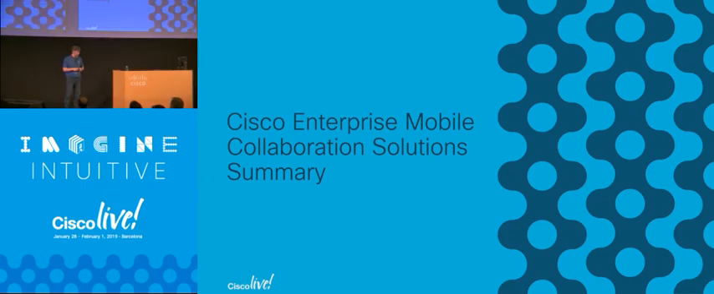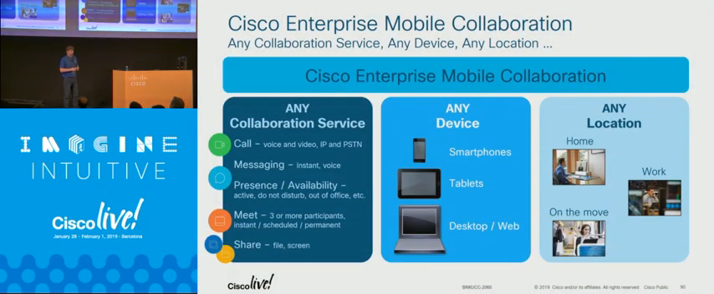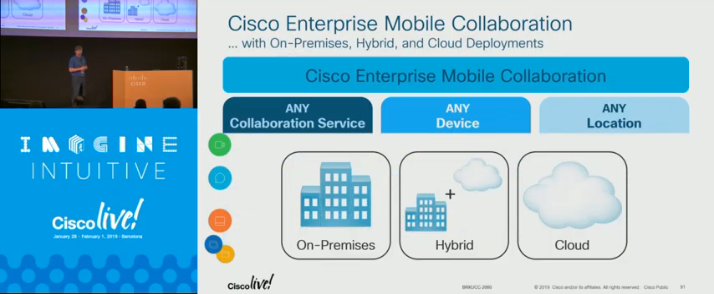All right, so that gets us to the end. Again, the whole idea behind all this, hopefully it was clear that Cisco Enterprise Mobile Collaboration really provides this concept of any collaboration service, whether it be calling, messaging, meeting, sharing, across any device, mobile, tablet, desktop, web, and no matter where you happen to be, whether it be home, work, on the go, whether I'm connected over Wi-Fi or mobile data, and whether I have a purely on-prem deployment, a purely cloud deployment, or somewhere in between, even in a hybrid deployment. We can do this any service, any device, any location.